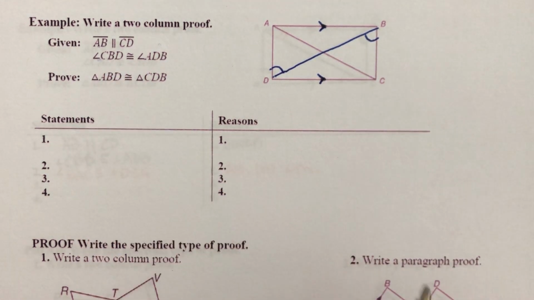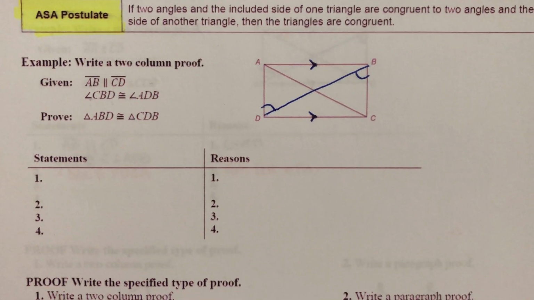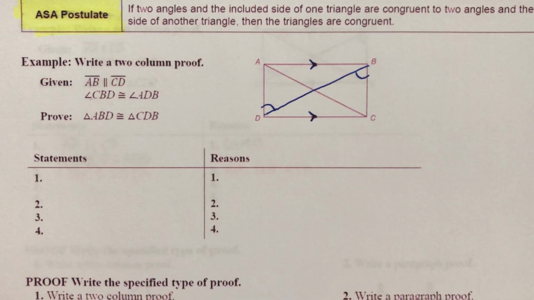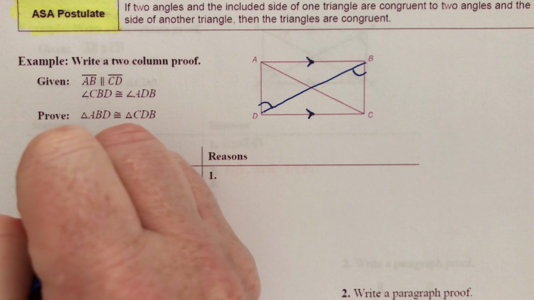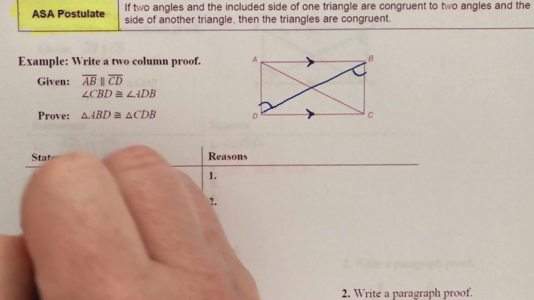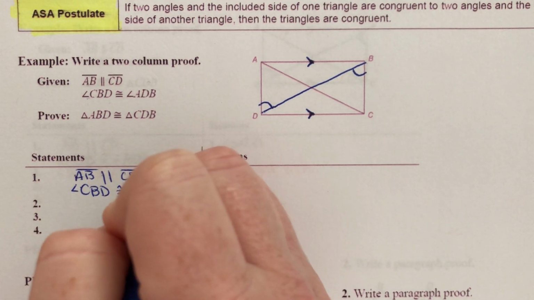And I'm focused on the ASA rule. So I'm looking for another angle and a side. I've already got 1 angle. I need another angle and a side. Okay, so I'm going to go ahead and write this in my proof. I get ahead of myself. AB parallel to CD and angle CBD congruent to ADB.